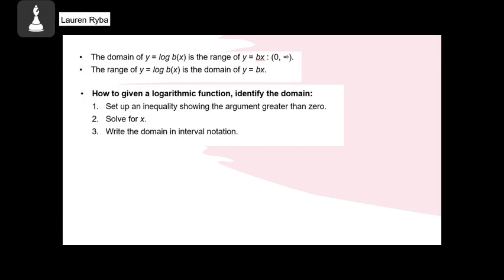Because logs and exponents are inverses or opposites of each other, the domain of one is equal to the range of the other. And then the range of the one is equal to the domain of the other. So you can almost use the other to help you if you wanted to.